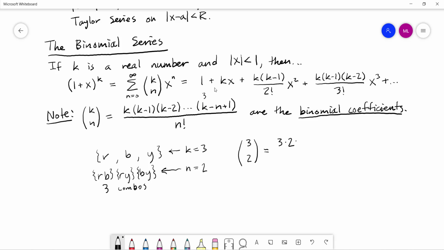If this is 3 and this is 2 plus 1, so I have 3 minus 2 plus 1. So 3 minus 2 is 1, plus 1 gives me 2, so I actually just stop once I get to 2. 3 times 2. So there's really only going to be 2 terms on top, 3 times 2. And then we divide by 2 factorial, which is also just 2. And so we get 3 times 2 on top, 2 on the bottom, they cancel, and we just get 3 as the result, which is exactly what we said here. We've got 3 combos.